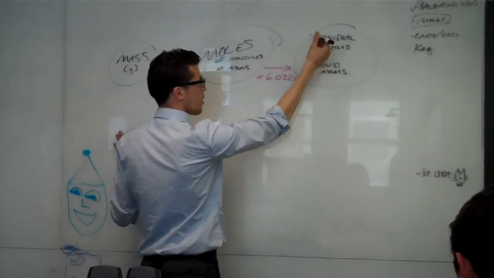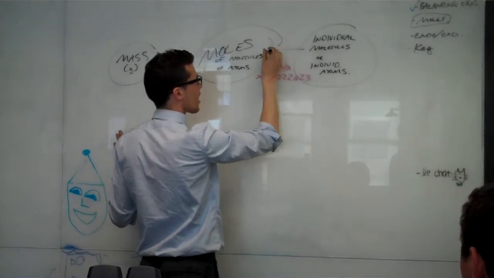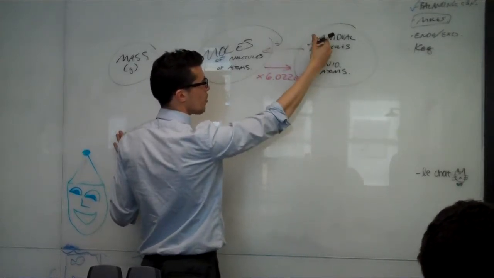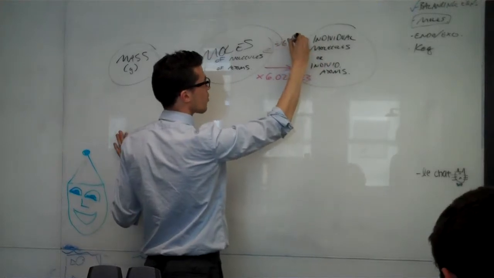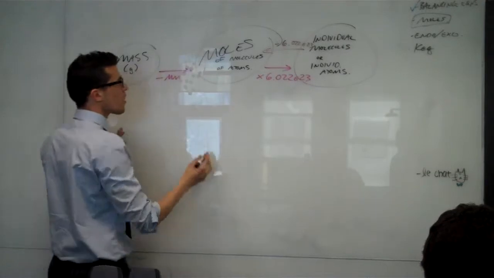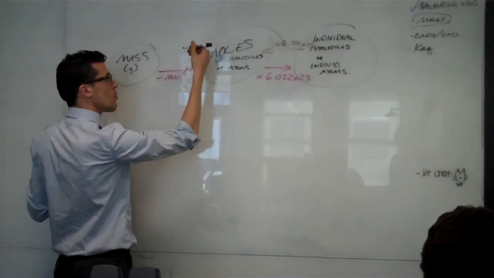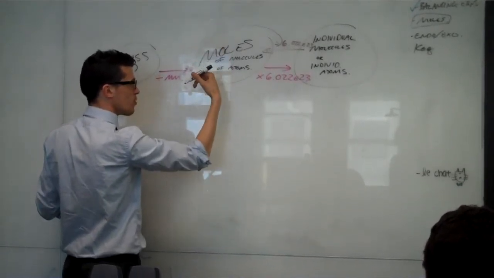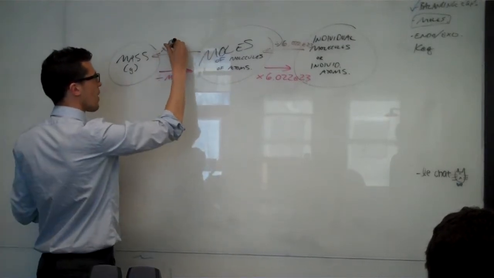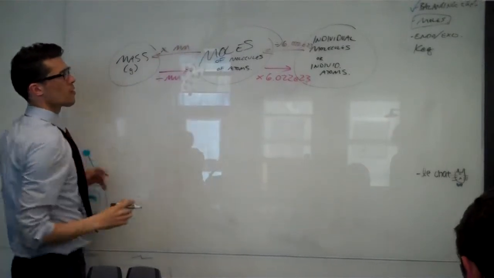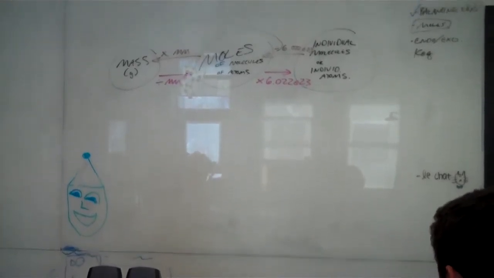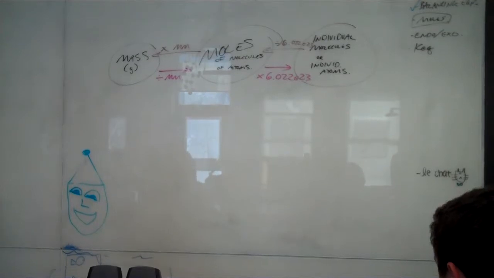Now, let's say you want to go from individual molecules or atoms back into moles. Well, to do that, you divide your individual molecules or atoms by 6.022 times 10 to the 23rd. Okay. Now, if you want to go from moles of molecules or moles of atoms into mass, you multiply by the molar mass of whatever substance you've got.